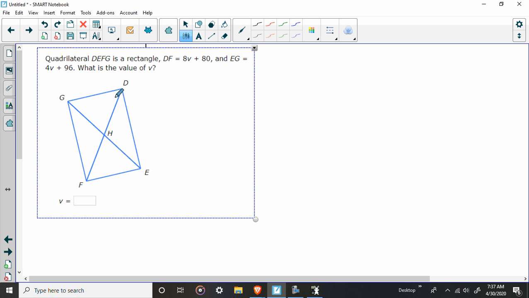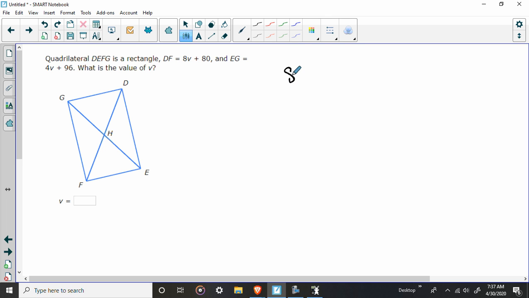Okay, quadrilateral DEFG is a rectangle. DF is 8V plus 80. EG is 4V plus 96. Okay, so what do you know about the diagonals of a rectangle? You guys know that they are congruent. Again, they would have to tell you that it's a rectangle. If they just said, hey, it's a parallelogram, that is not enough information here.